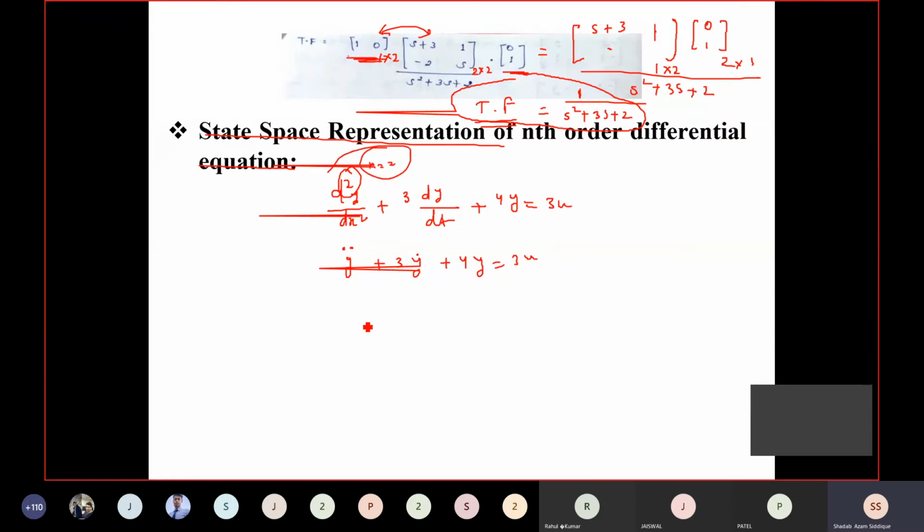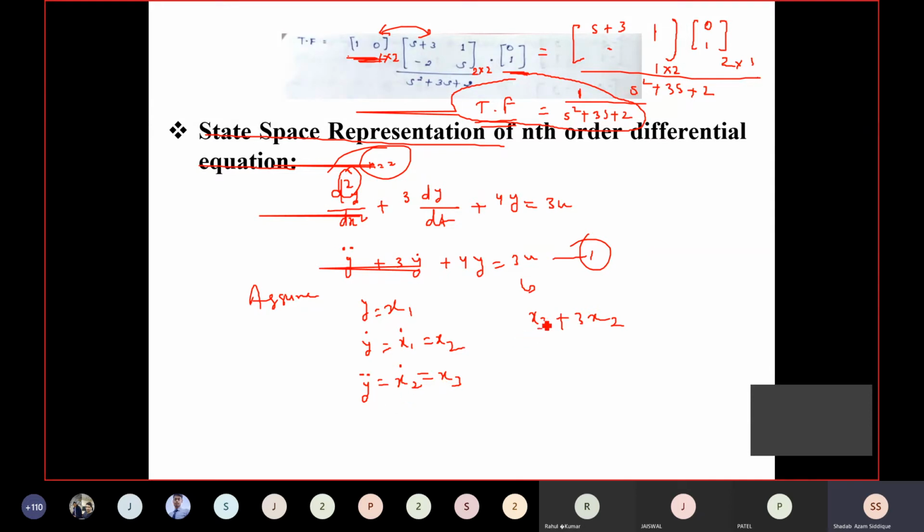So now we'll assume y is equal to x1. Same assumption. Now if we differentiate x1, we get y dot. y dot is equal to x1 dot, which is equal to x2, we'll assume. Now again we'll differentiate. This is called y double dot, which is equal to x2 dot. Now if we substitute all these in equation number 1, what will happen? y dot is equal to x2, and y double dot is equal to x2 dot.